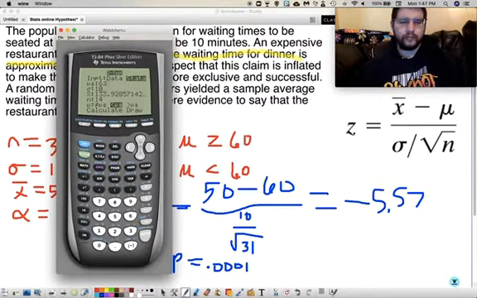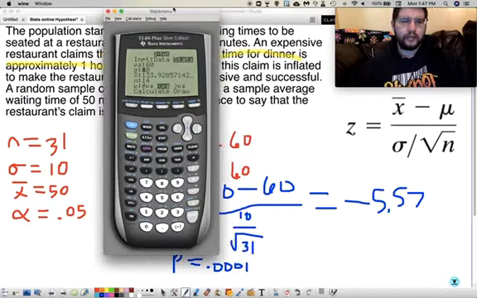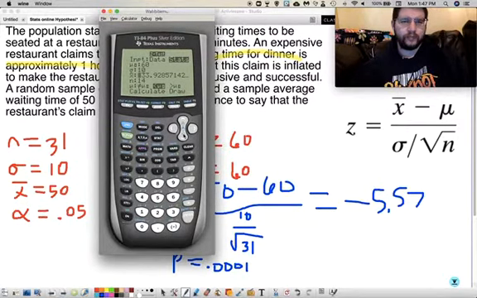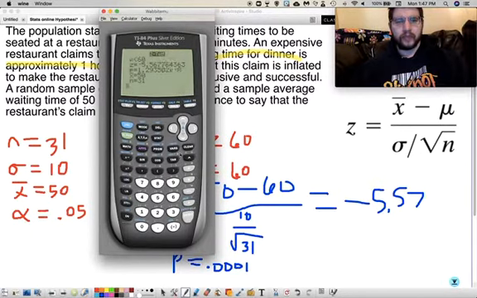So 60, alpha of 10 minutes, 50 for X bar, 31 for N, and we're going to do the left tail first. It's a decimal, 7 zeros and a 1. That's a really tiny P.